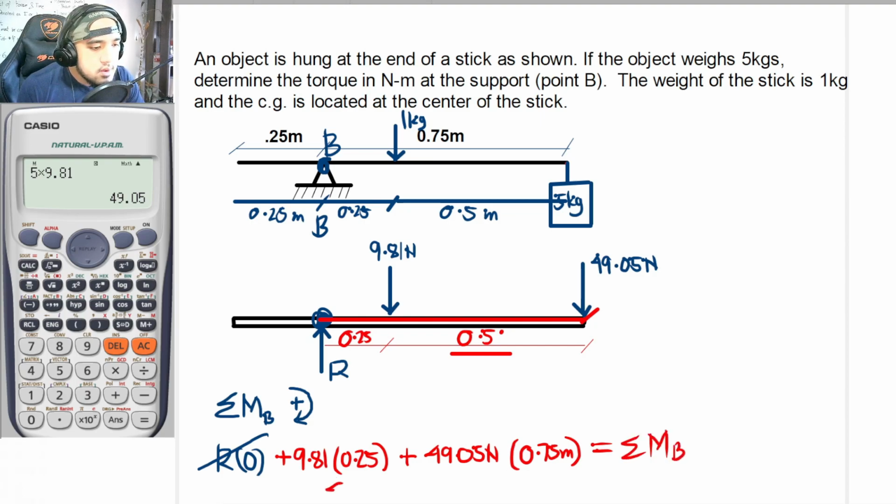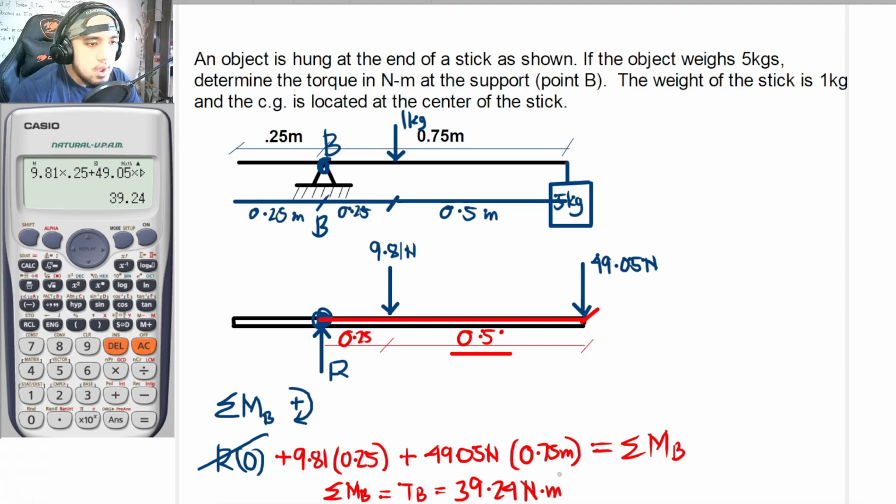So with that, the summation of moment at B is equal to the torque at B, and this is equal to 9.81 times 0.25 plus 49.05 times 0.75. And our answer here is equal to 39.24 Newton meter.